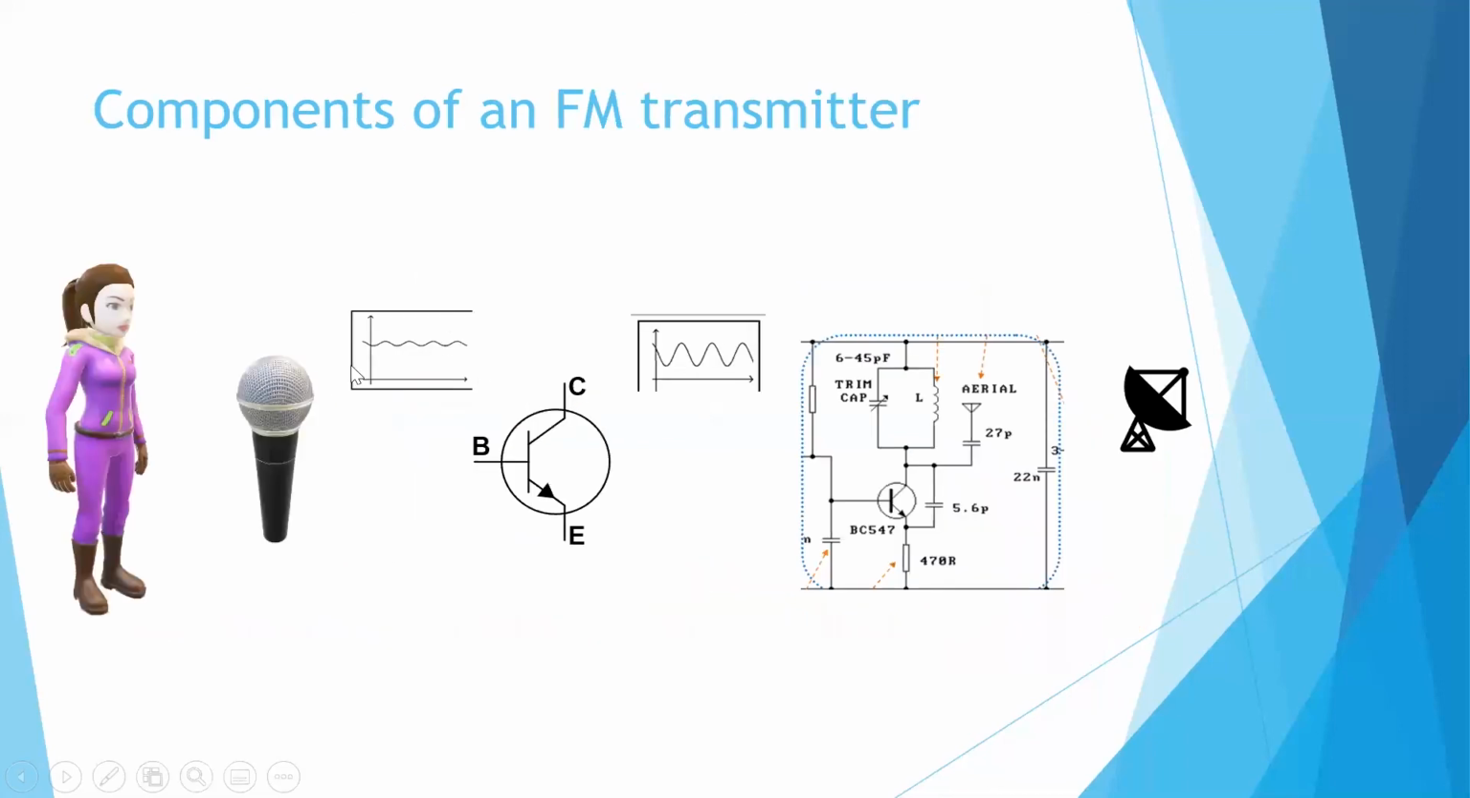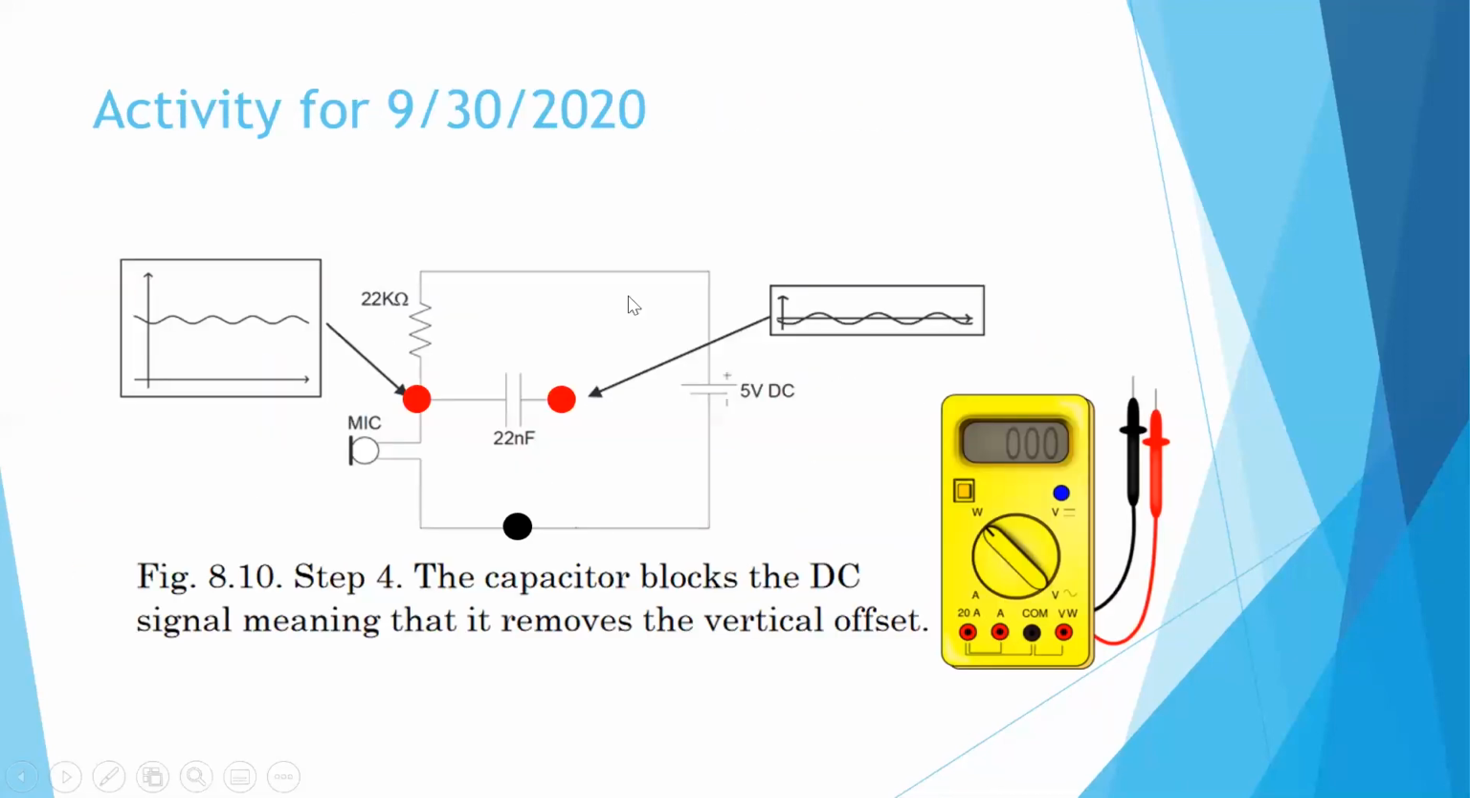So at this point, we are here. This is activity number 1. You will measure the voltages here, between here and here, black and red, and black and red. So this is before the capacitor, and this is after the capacitor, using a multimeter, using the AC and DC settings.